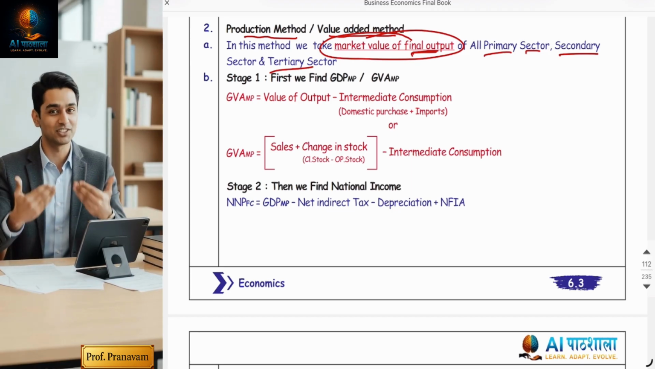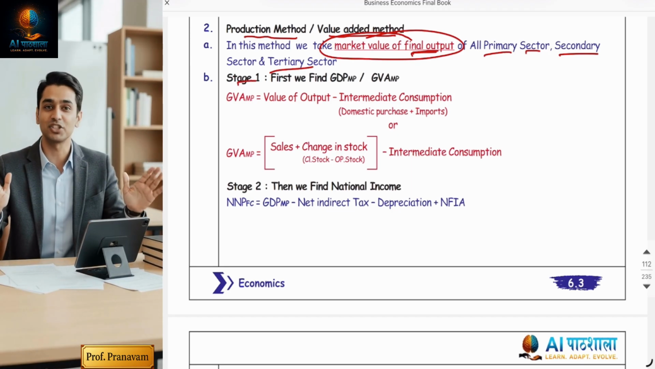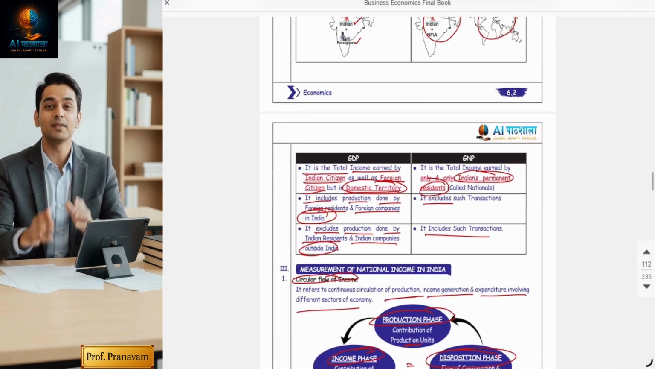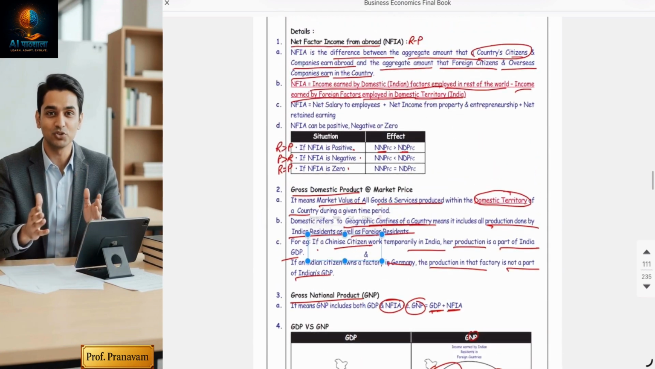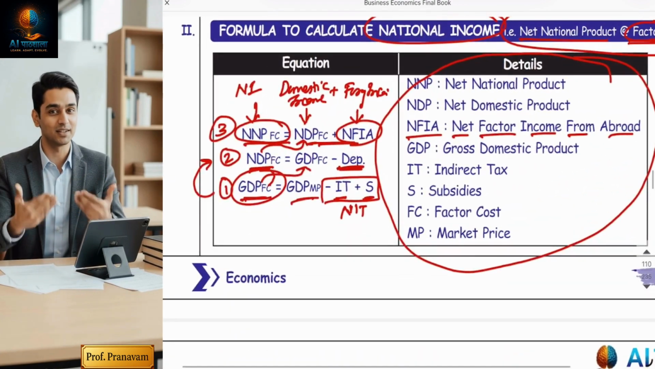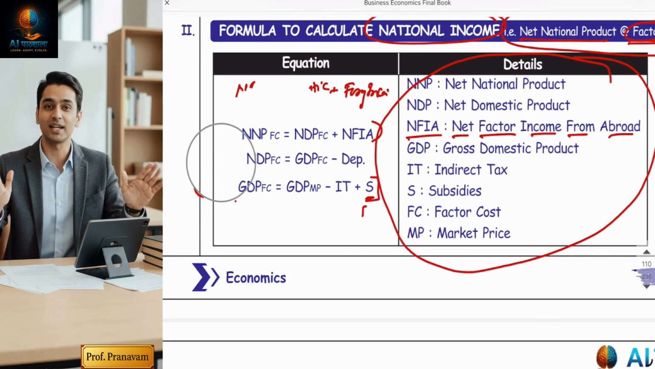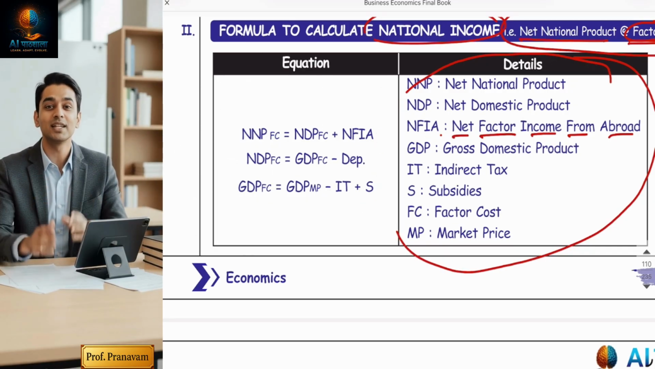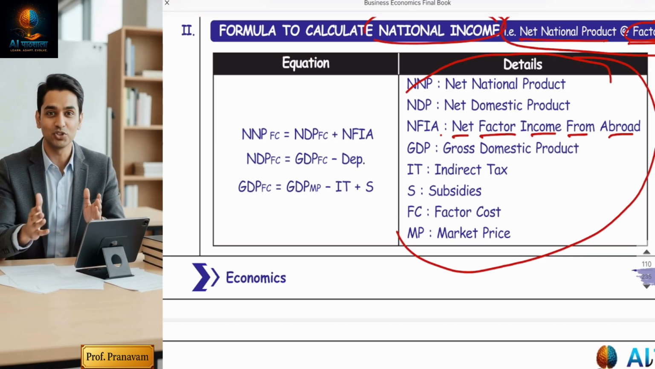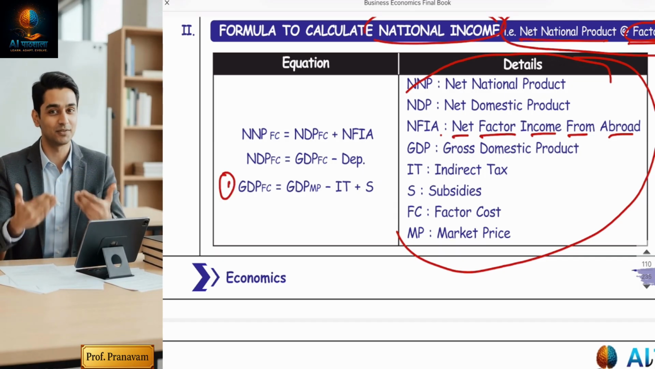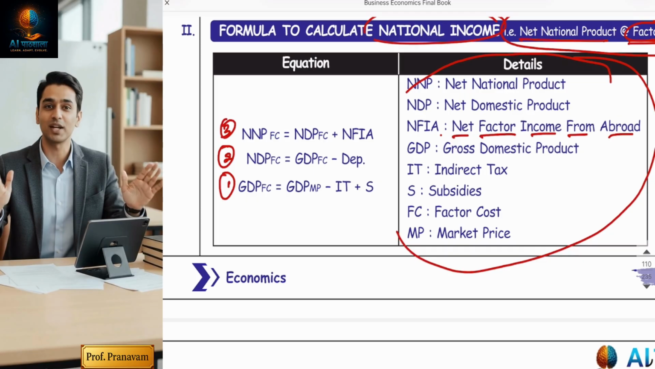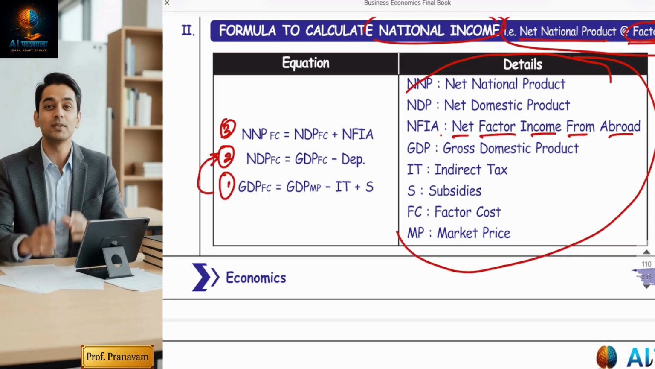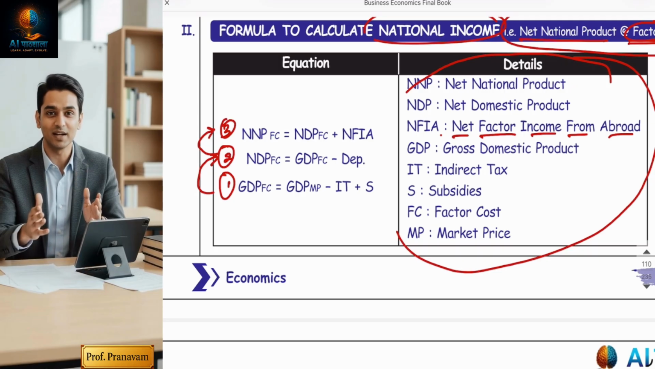So what is the formula? The formula is, first we need to find out GDP at market price. See, directly or indirectly, we're going to reach this formula only. So this formula is actually the main formula. If you analyze it, this is the first stage, this is the second stage. First we find GDP at factor cost. From GDP at factor cost, we find NDP at factor cost, and from NDP at factor cost, we find out national income.